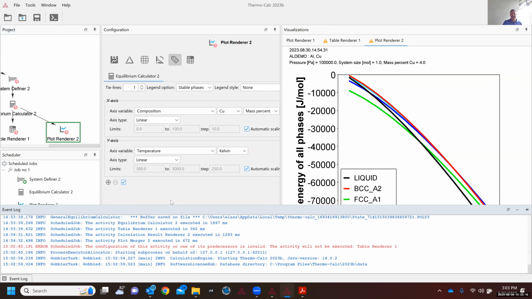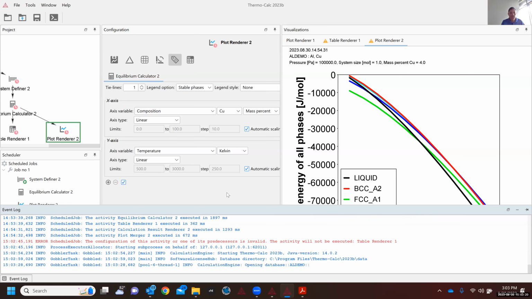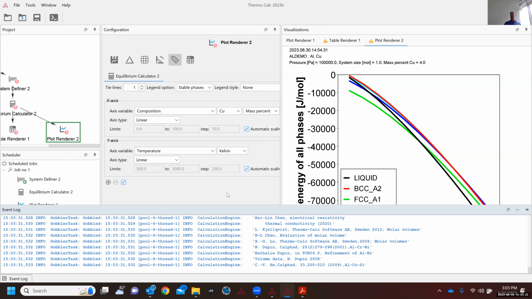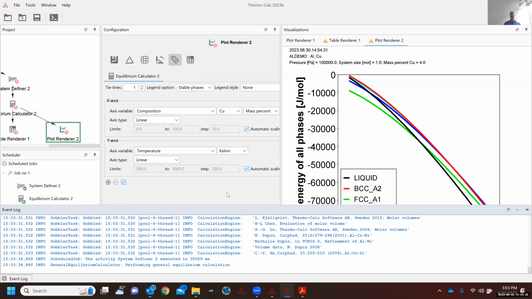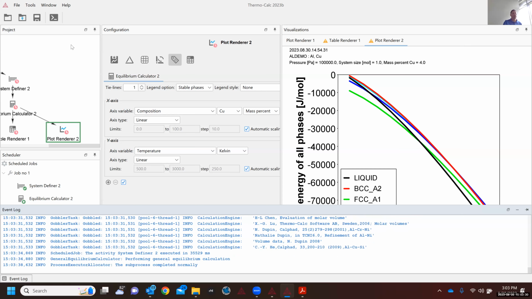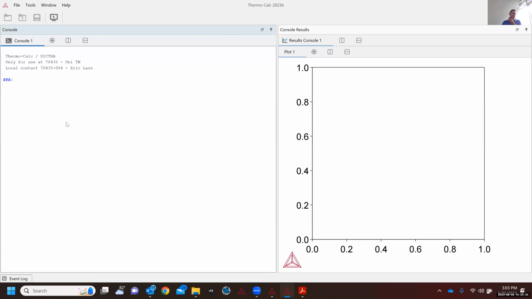Does anybody have any questions right now while it's calculating? If not, I will go over here to the console mode while we're performing the calculation, and I'll show you how to do the same kind of thing in console mode. Because every command you have in graphical mode is basically calling a command in console mode.